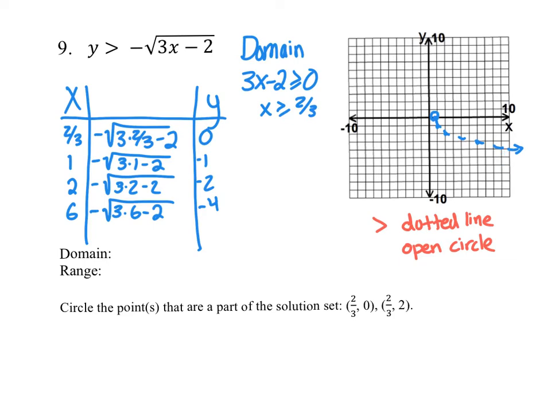Then we have to think about, well, are we shading above or below the line? We're shading, in this case, above the line, because it says y is greater than or equal to our line, or our negative square root of 3x minus 2. Now we also could always test a point, and it's a good idea to do so. So we could test the point (10, 0), for example. We'd have 0 is greater than negative square root of 28. We know that that's going to end up being a negative number, so 0 is greater than our negative number, and therefore we've shaded the correct region.